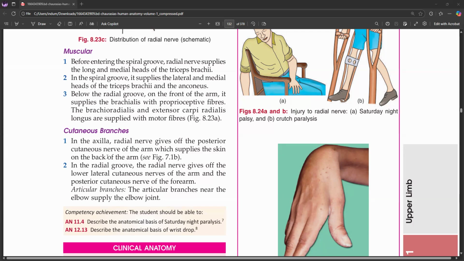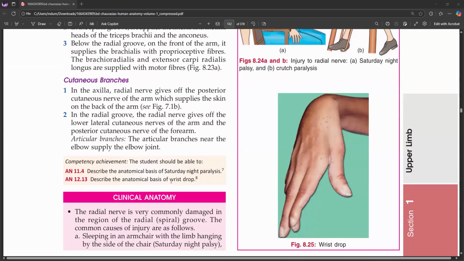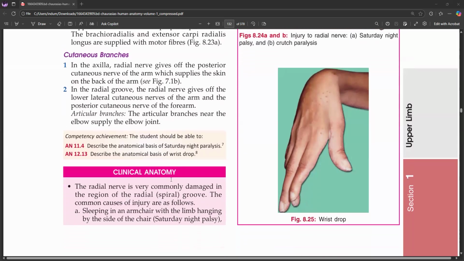Figure 8.23a. Cutaneous branches. Number 1. In the axilla, radial nerve gives off the posterior cutaneous nerve of the arm, which supplies the skin on the back of the arm. Figure 7.1b. Number 2. In the radial groove, the radial nerve gives off the lower lateral cutaneous nerves of the arm and the posterior cutaneous nerve of the forearm. Articular branches. The articular branches near the elbow supply the elbow joint.